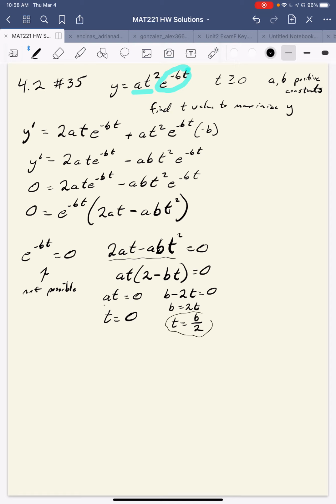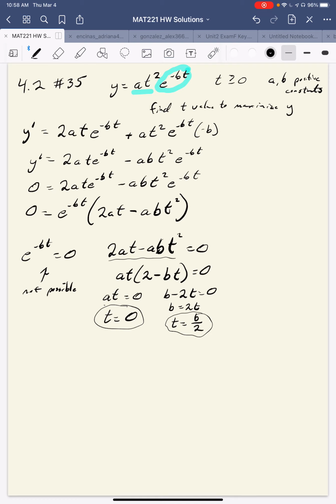So I have this critical point, a critical point at t equals 0, and a critical point at t equals... what did I do wrong here?